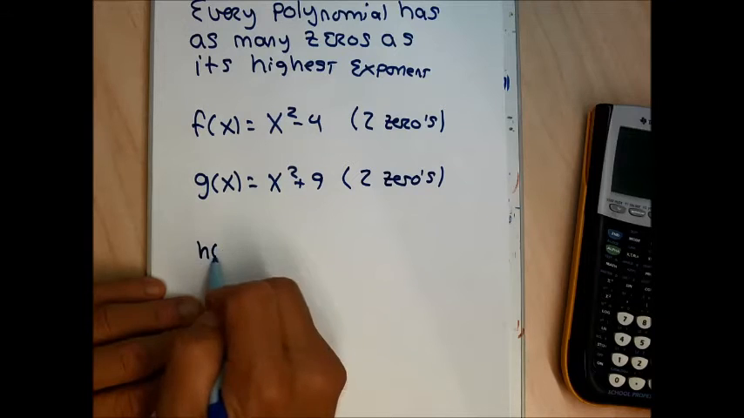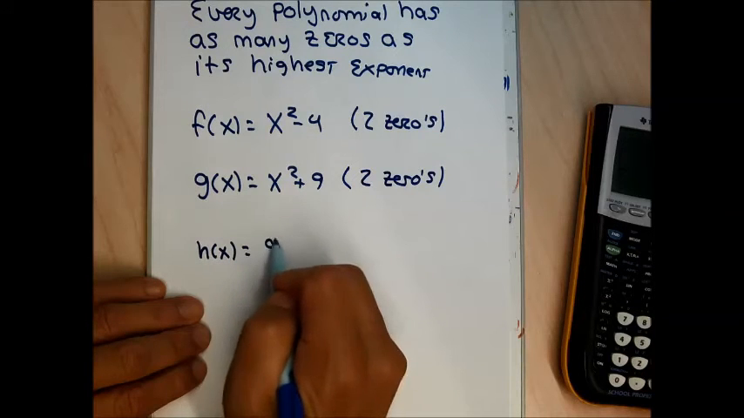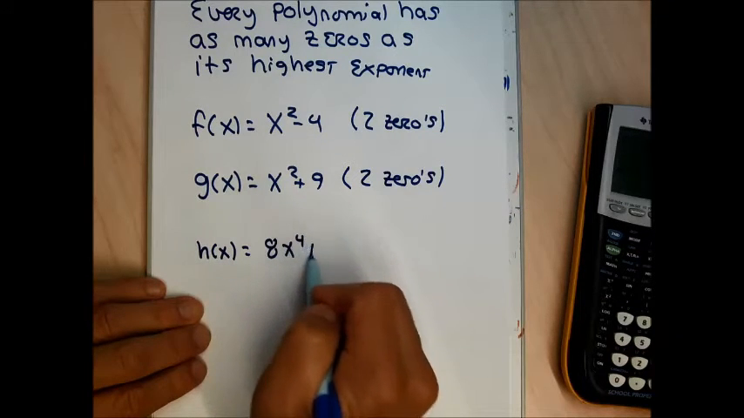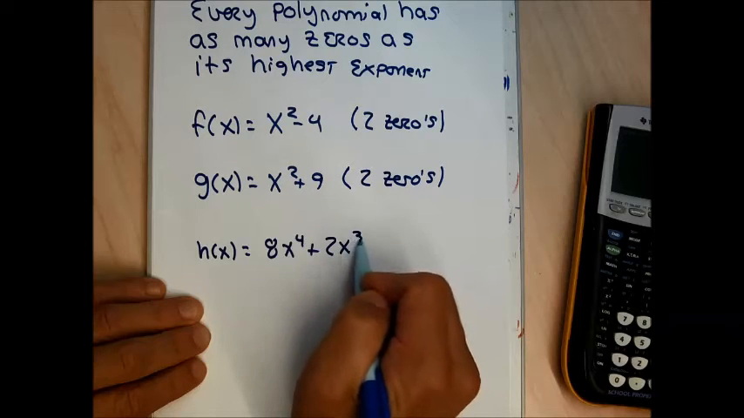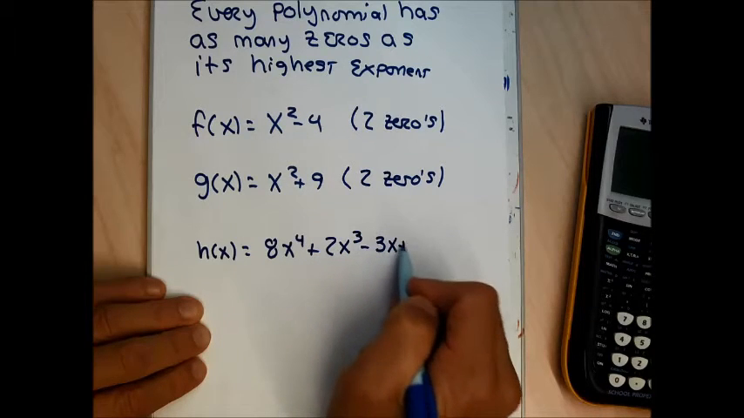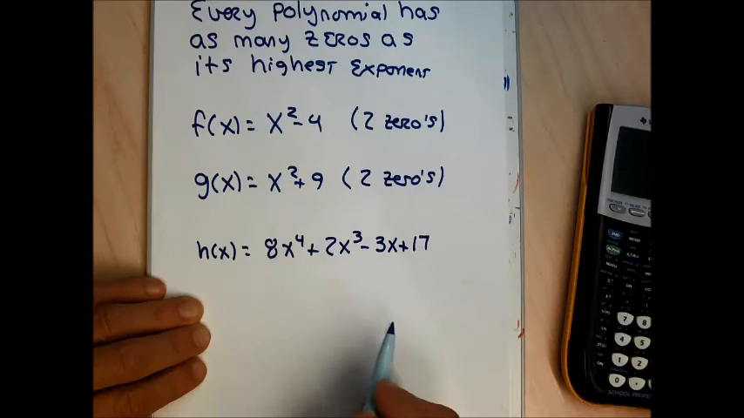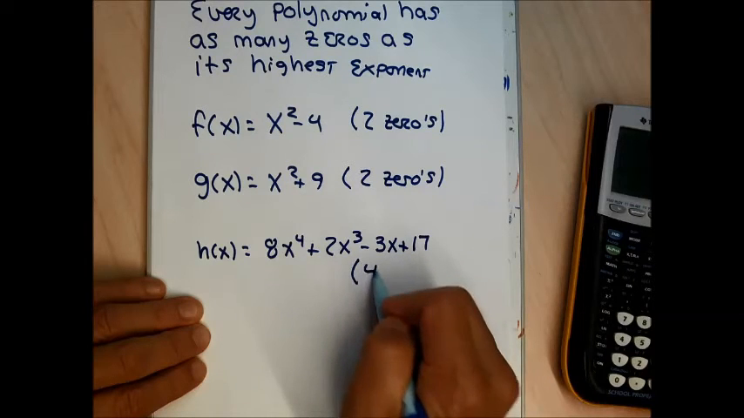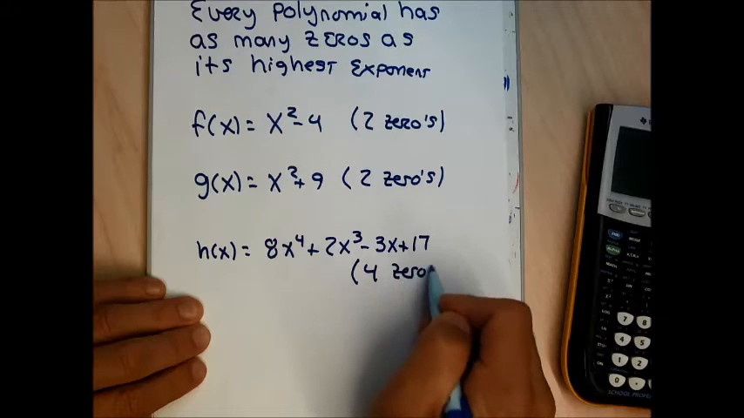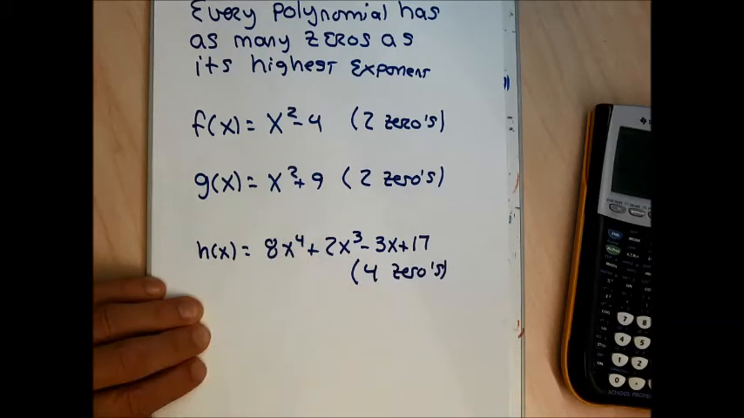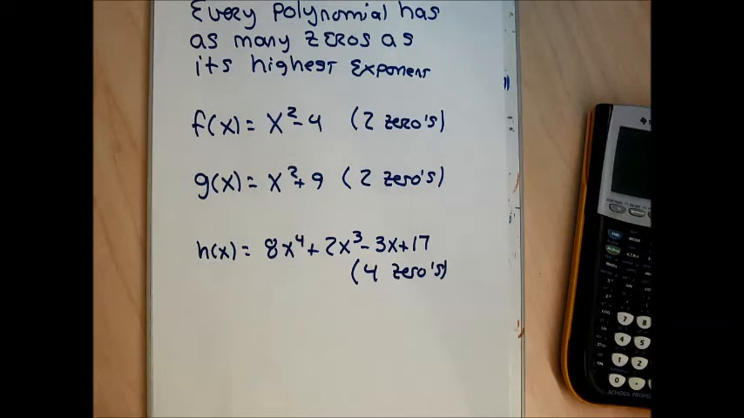If I made up some horrendous function like 8x to the 4th plus 2x cubed minus 3x plus 17, I may not be able to find them, but this function will have four zeros because its highest exponent is a 4. I think that's enough. I could probably say more, but I think we're probably at a good enough point now where we can get started.